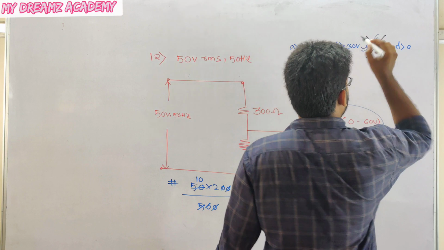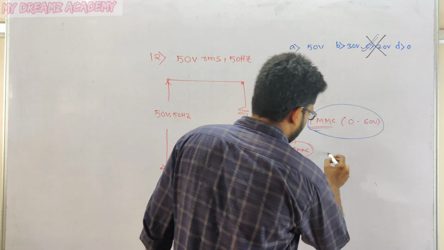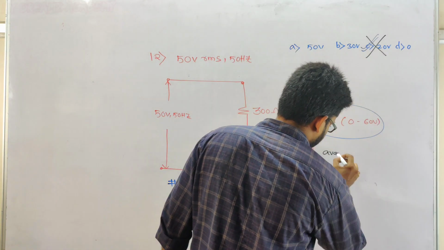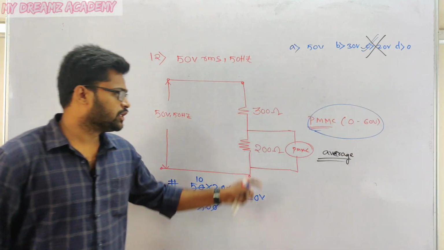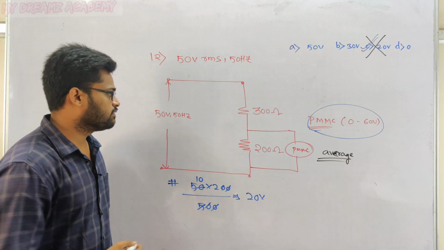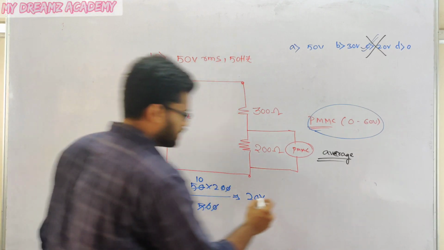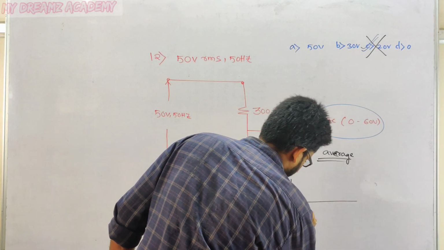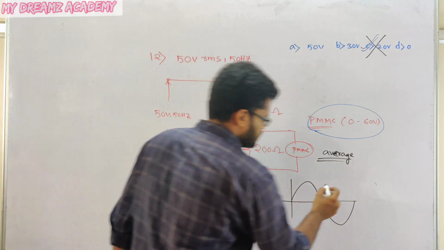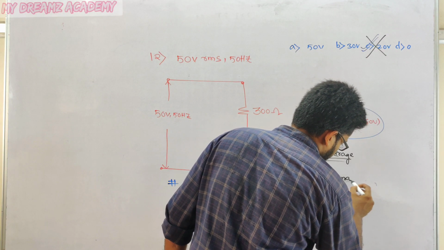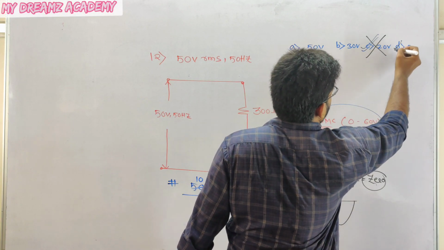Sir, why is this wrong? Because the PMMC measures the average value. We need to see the average value. Before that, first of all we have to see the waveform of the voltage across 200 ohms. What is the voltage waveform? That is AC, pure AC. What is the average value of pure AC? Average value is 0. So the answer for this is 0, not 20.